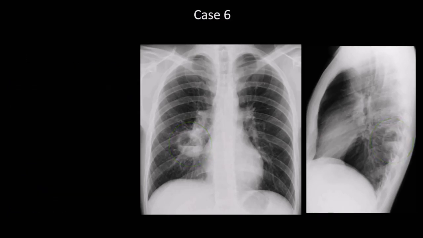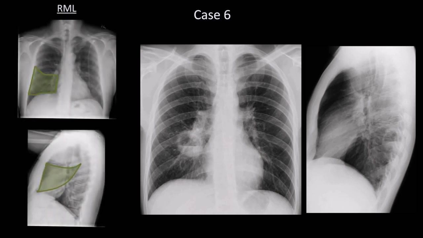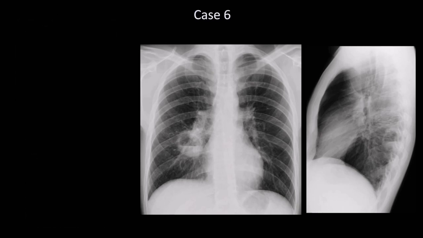At first glance, from the PA view, it appears to be in the right middle lobe, since the right middle lobe is adjacent to the right heart border. However, on the lateral view, the right middle lobe never reaches as posteriorly as this lesion is located. The right lower lobe is actually the correct location. So what is this right lower lobe lesion?